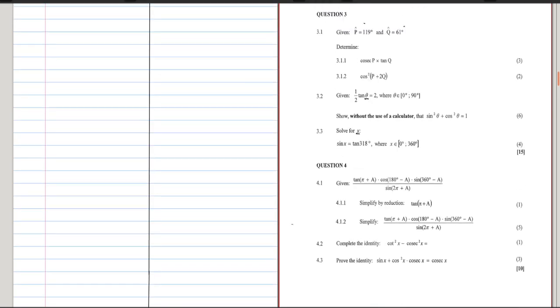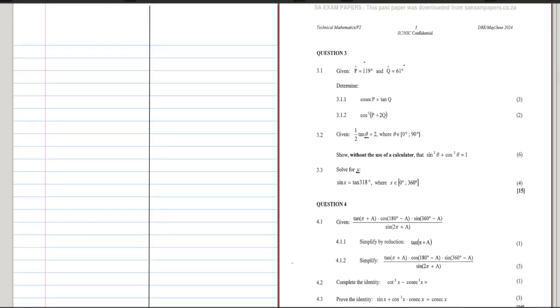Okay, so now question 4, we are given a trigonometric expression. For 4.1.1, simplify by reduction tan(pi plus a). Now remember, pi plus a is an angle in radians, so it's equivalent to 180 degrees. So this 180, or pi plus a, is found in the third quadrant.